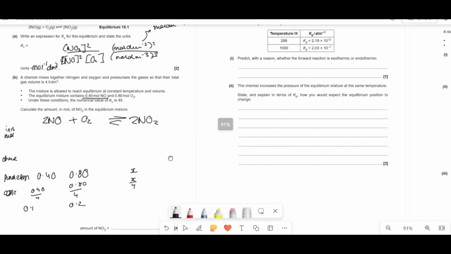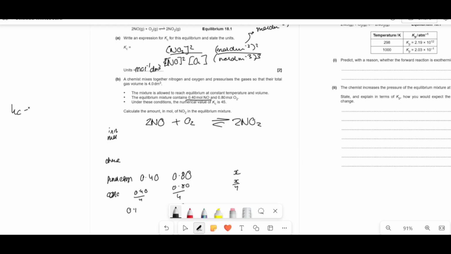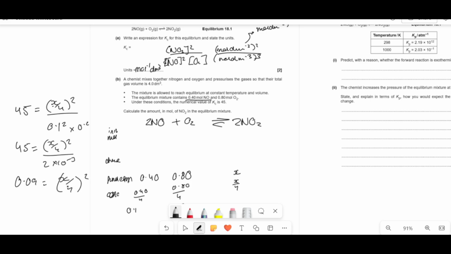Now they've told you that Kc is 45, and we know that Kc equals NO2 squared, which is going to be X over 4 squared, over the NO squared, right? That's going to be 0.1 squared times 0.2. So if I tidy that up, I get 45 equals X over 4 squared, all over 2 times 10 to the minus 3. So if I times both sides by that, I get 0.09 equals X over 4 squared. If I square root that, I'll get 0.3 equals X over 4. Then if I times that by 4, I'll get my final answer of X equals 1.2 moles.